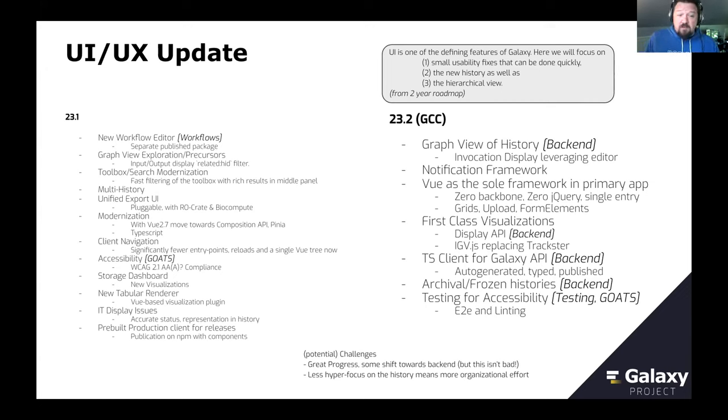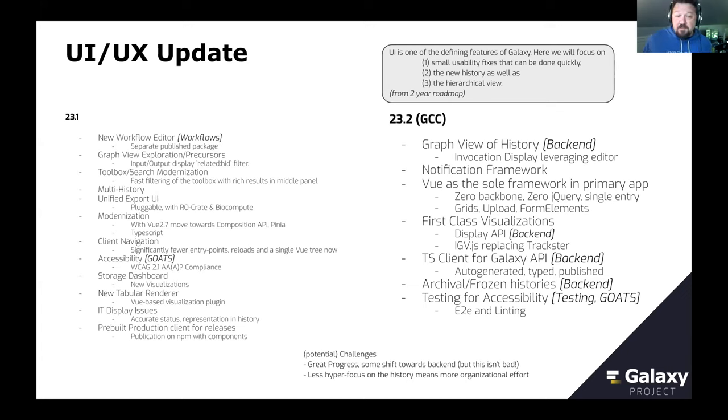There's a lot of work towards general modernization. We shifted to Vue 2.7. I think about this a lot like Python 2.7, where it lingered around for a long time just because of library issues and things like that. But it's really kind of the same thing.